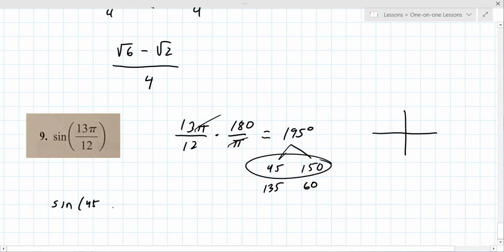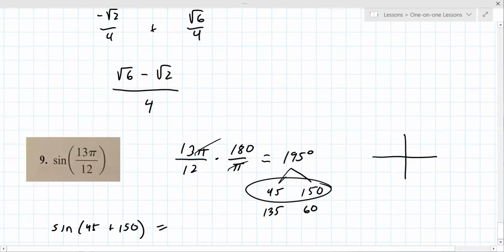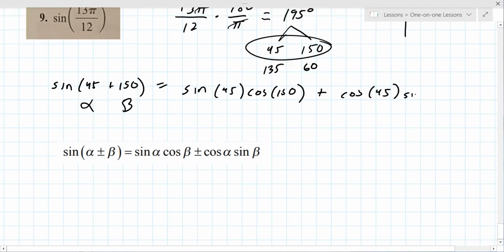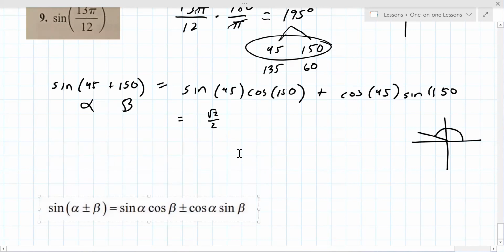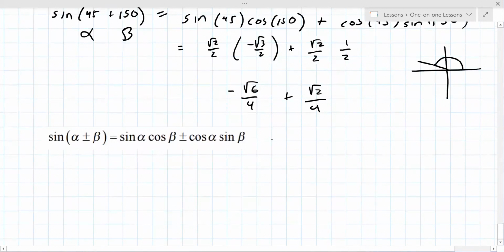And so this is sine 45 plus 150. And we're just grabbing that sum and difference formula. So your alpha is that, your beta is that. So it's sine 45 cosine 150. The pluses match. This is plus cosine 45 sine 150. And where is 150 degrees on the unit circle? It's right there. So square root of 2 over 2 is sine 45. Probably getting familiar with some of these. Cosine 150 is minus square root 3 over 2. Cosine 45 is square root 2 over 2. Sine 150 is 1/2. So we get minus square root 6 over 4 plus square root 2 over 4. We end up getting square root 2 minus square root 6 over 4 for this.